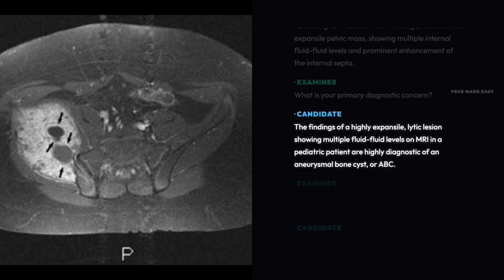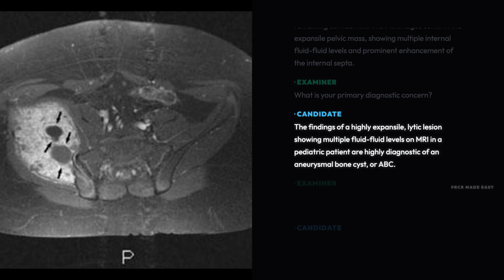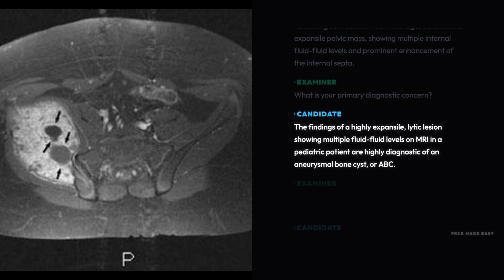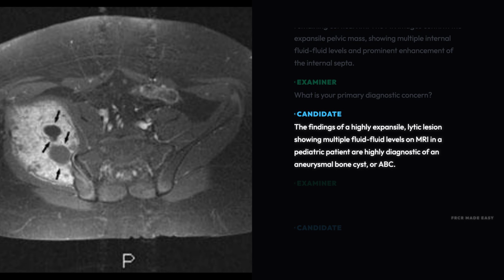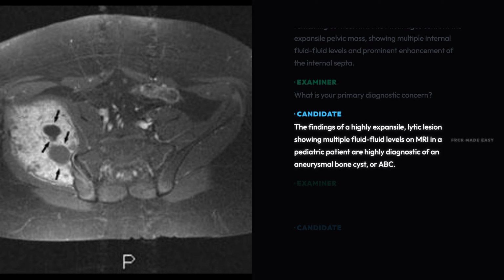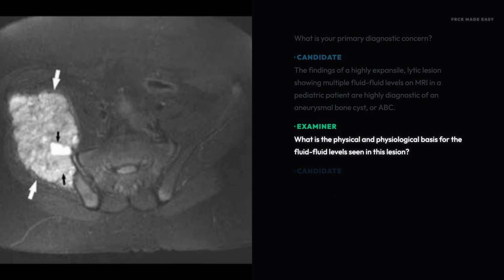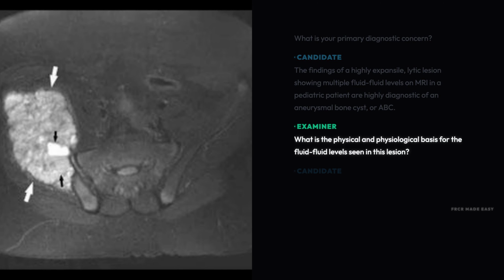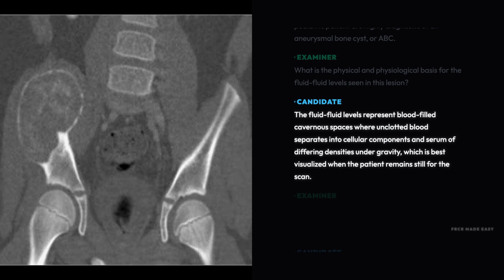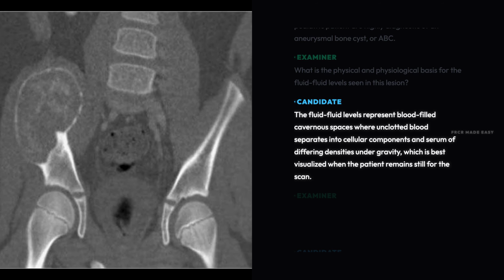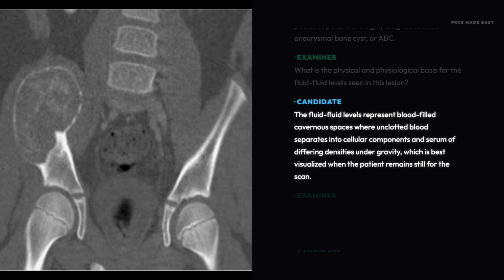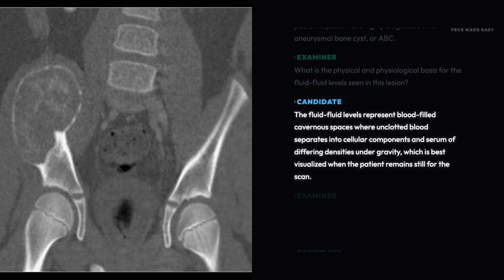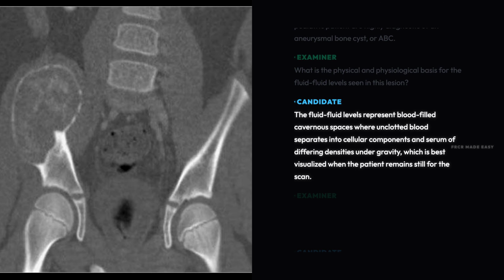The findings of a highly expansile lytic lesion showing multiple fluid levels on magnetic resonance imaging in a pediatric patient are highly diagnostic of an aneurysmal bone cyst, or ABC. What is the physical and physiological basis for the fluid levels seen in this lesion? The fluid levels represent blood-filled cavernous spaces where unclotted blood separates into cellular components and serum of differing densities under gravity, which is best visualized when the patient remains still for the scan.